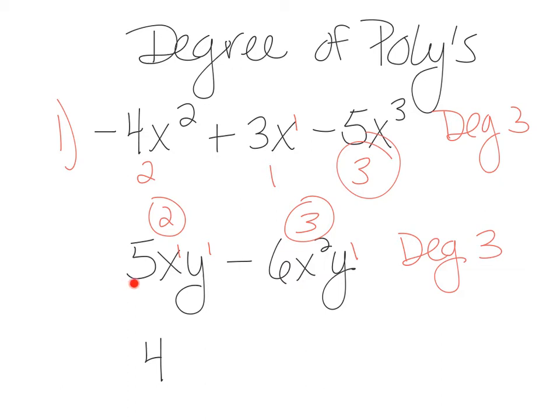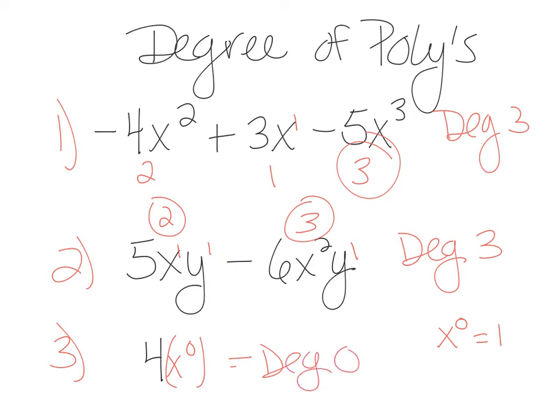You don't often see the 2 variables together because most of the time those are not functions, and we like to live in the world of functions. So usually you'll only have 1 variable to figure out, but that can happen. And then the last example here, if I just give you the number 4, well there's no x, there's no variable even on that, but x, or any variable to the 0th power, is always equal to 1. And so that's what's really happening here. It's 4 times x to the 0th power, which we don't write usually, but that makes this whole thing a degree 0.